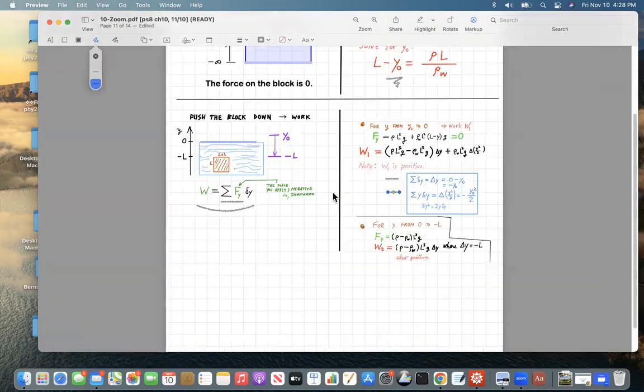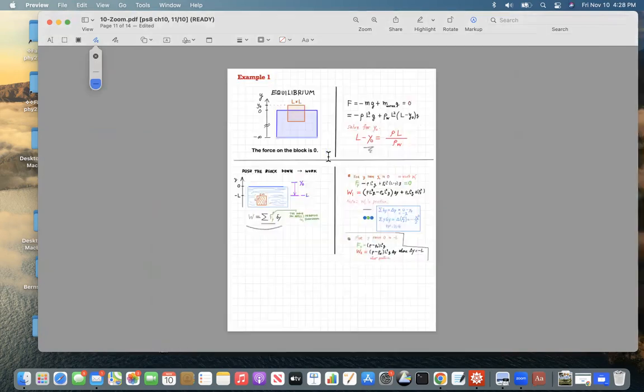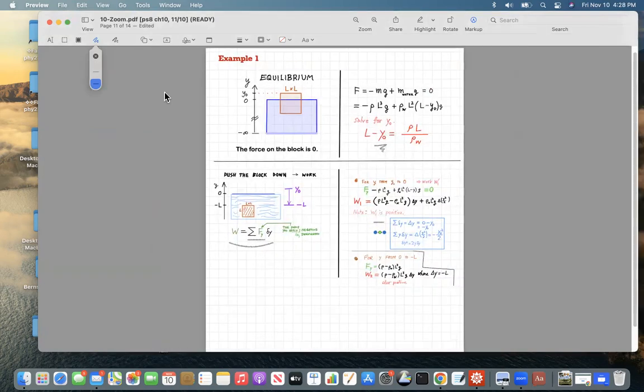All right, so that's an example of a calculation involving buoyancy and Archimedes' principle. And it's a little tricky because you have to divide the problem into two parts: when you're pushing the block down to the surface of the lake, plus when you're pushing the block below the surface of the lake.